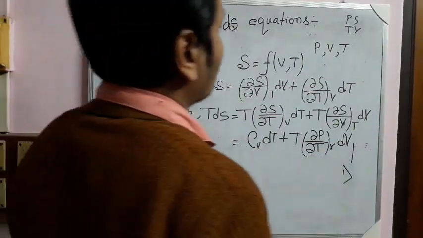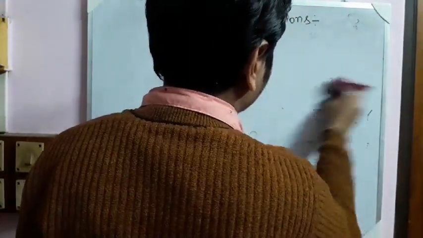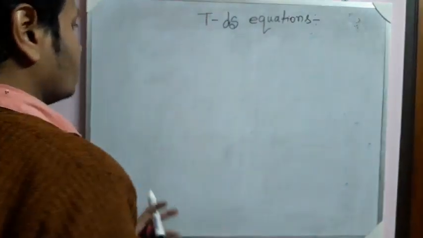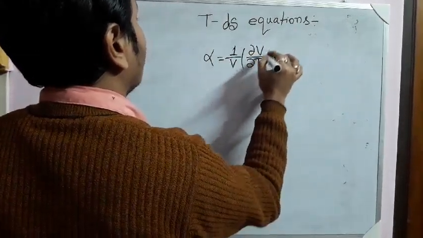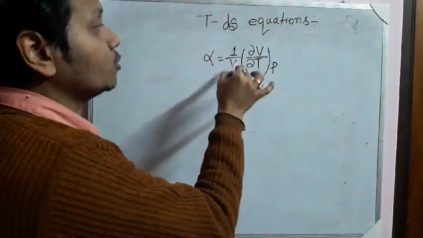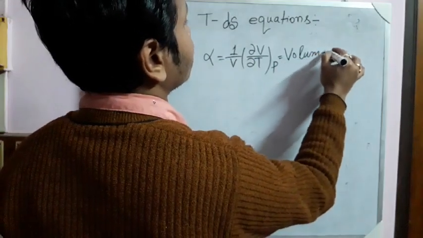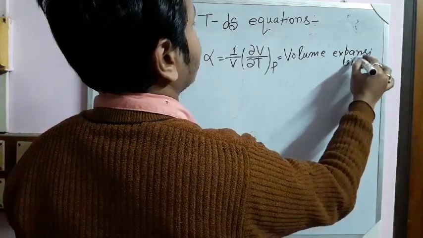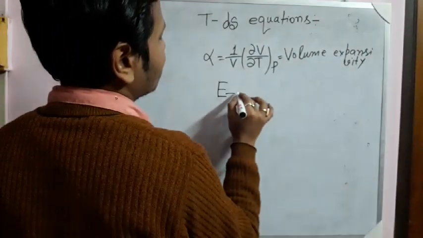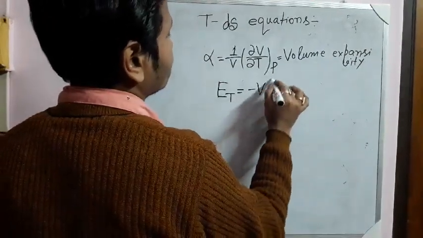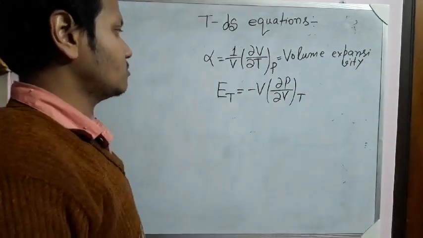Now you can also express this in another form. So let's do that. What is the other form of the first T dS equation? We all know alpha, the volume expansion coefficient or volume expansivity: the increase in volume per unit rise in temperature, keeping pressure constant. And what is ET? That you learned in the first law: the isothermal elasticity, the stress term over the strain term.